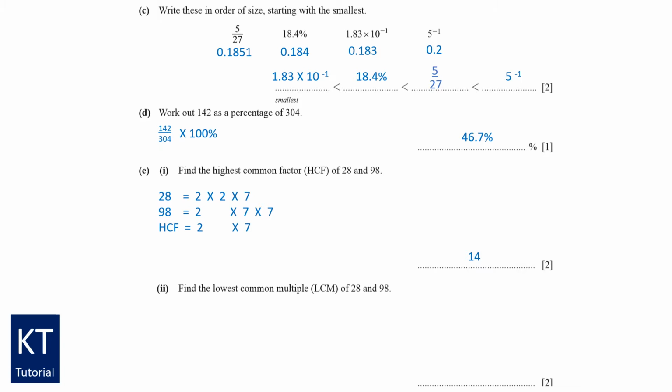Question 1e2. Find the lowest common multiple of 28 and 98. The initial working is the same. Then you take on non-repeating prime factors to make up the lowest common multiple.